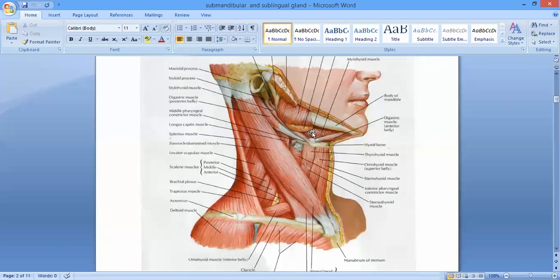Don't worry, we'll talk about the triangles in detail also. I just wanted to give you an idea of what a digastric triangle is. So this is the digastric triangle, and here you can see the submandibular gland is located over there. Is it clear? Is there any problem?